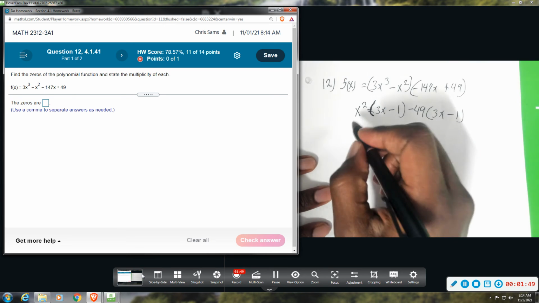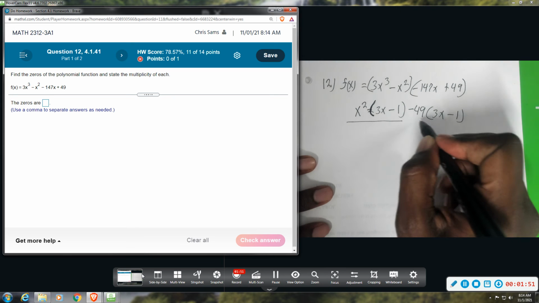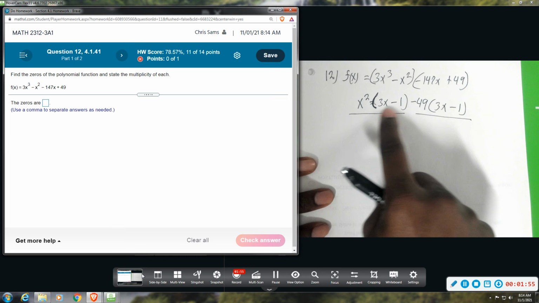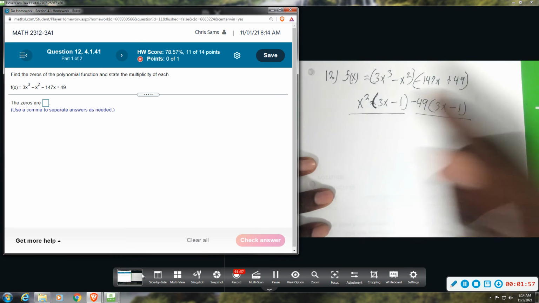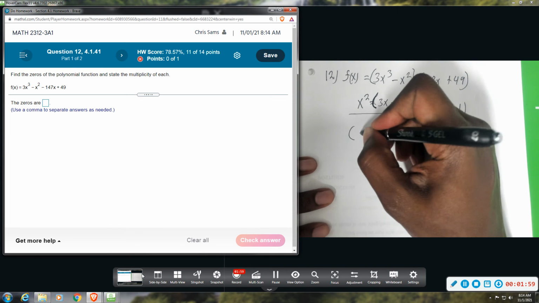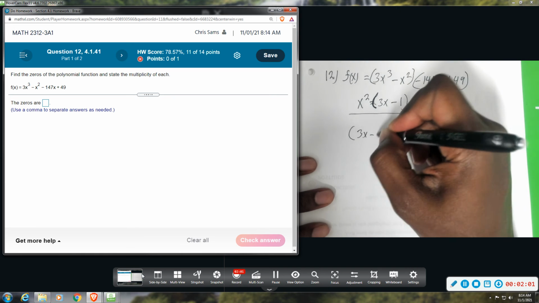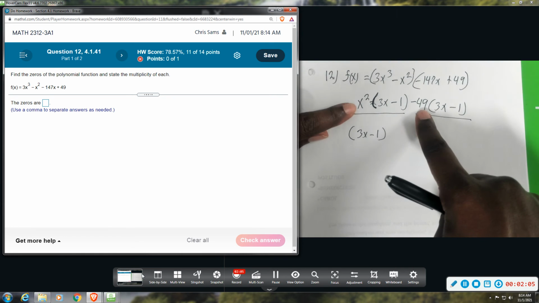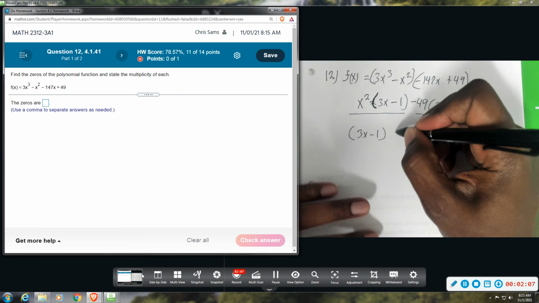Now we'll look at this term and this term. What do they have in common? It's the 3x minus 1. So we're going to pull that out. And then what we have left, we put together the x squared minus 49.